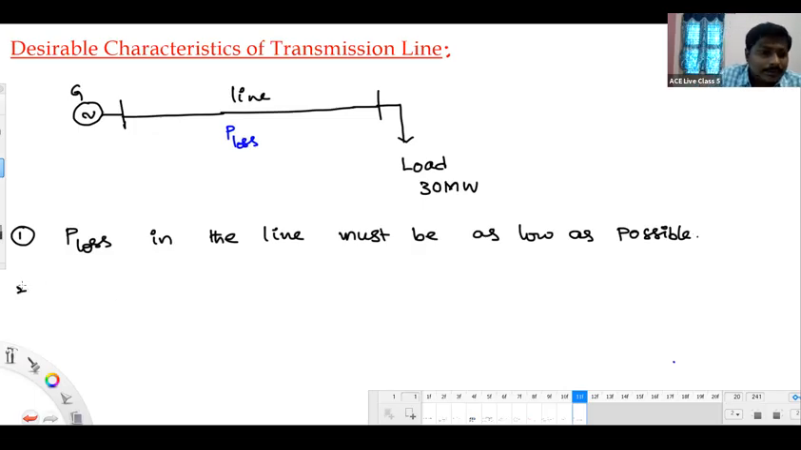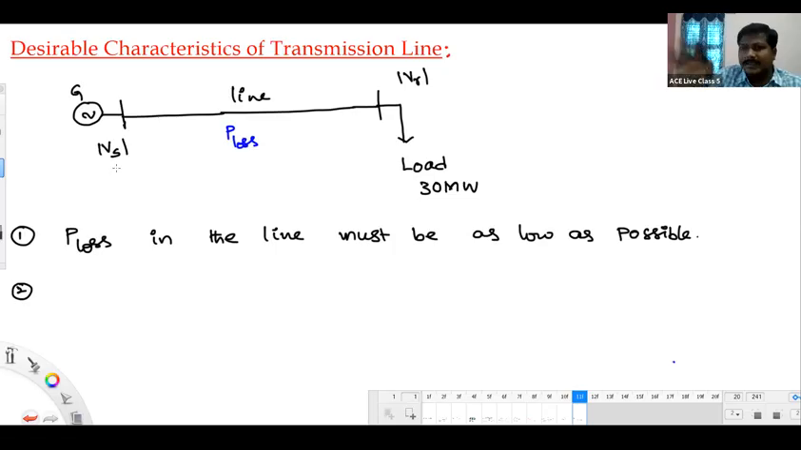Okay, the second one is also very simple. Just listen. Stop writing, please. Just listen to me. See, this is the receiving end side of the transmission line, and this we will call the sending end. At the receiving end, we have a voltage of mod VR. At the sending end side, we have a voltage of mod VS.